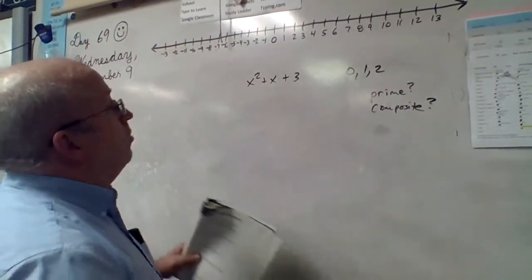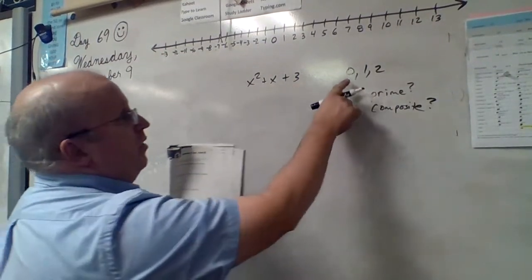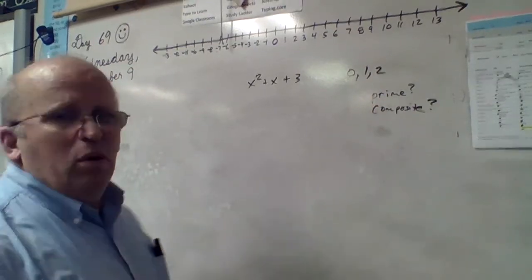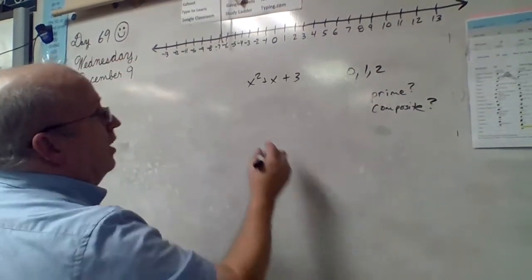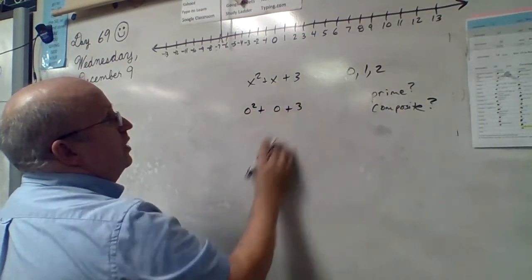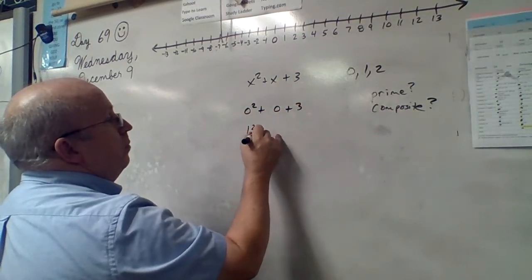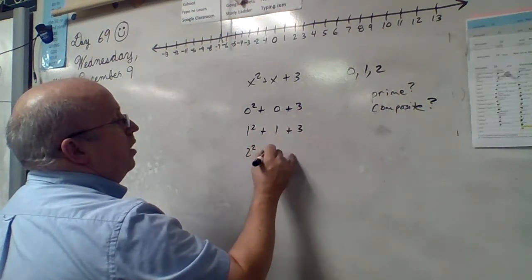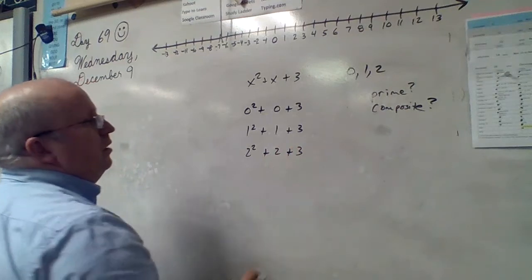Okay. So we've got this thing, and we've got to try out these numbers and see whether the answer is prime or composite. What in the world do they mean by that? Well, watch. 0 squared plus 0 plus 3. 1 squared plus 1 plus 3. 2 squared plus 2 plus 3.